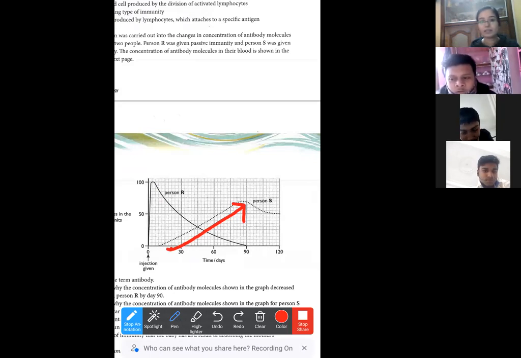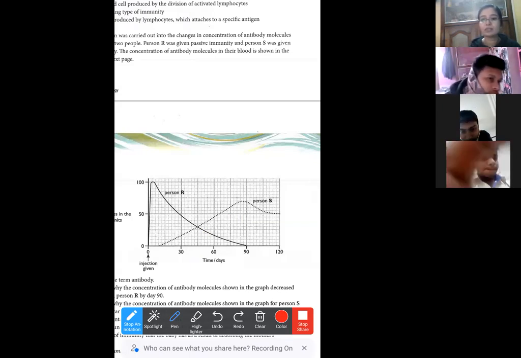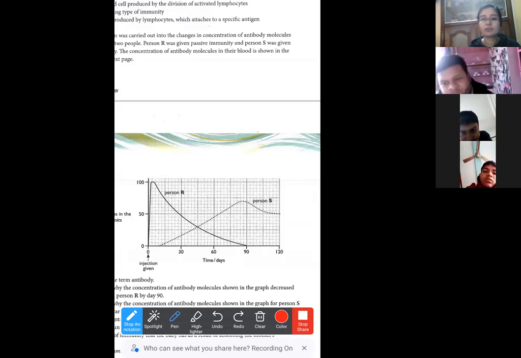But here you can see that person R, as he is given the passive immunity, has got the antibody molecules in some particular amount. So it is not a long term immunity. The antibody molecules that are given, only they will act on the pathogens, and after the pathogens are removed, the antibody molecules will also undergo the apoptosis process. That means they will be destroyed. This is why at the 90th day, the number of antibody becomes 0.